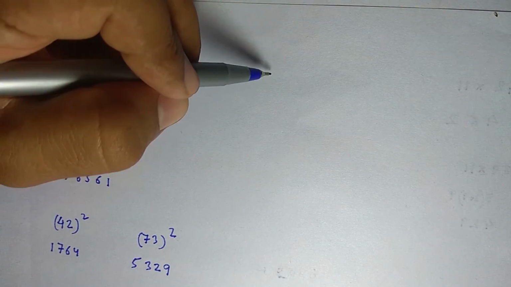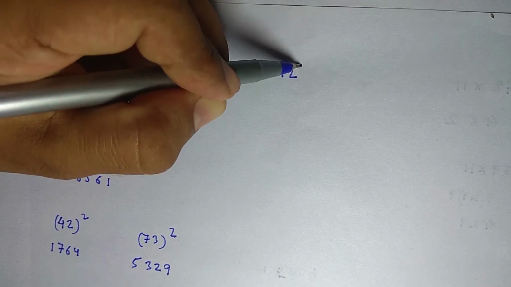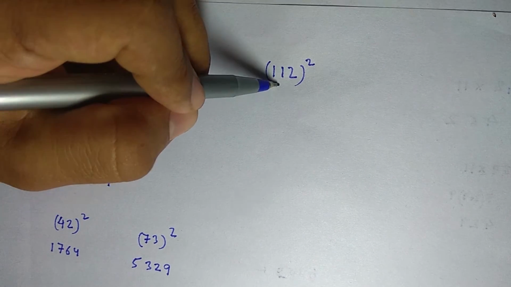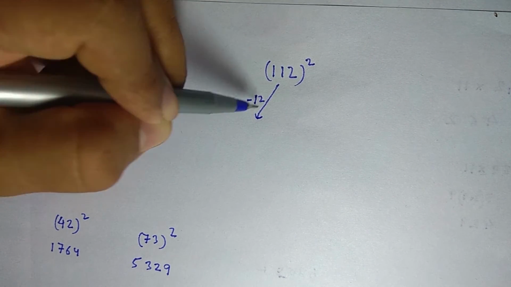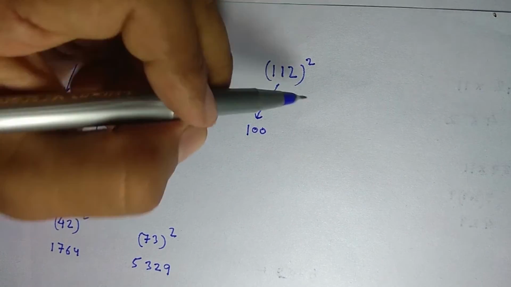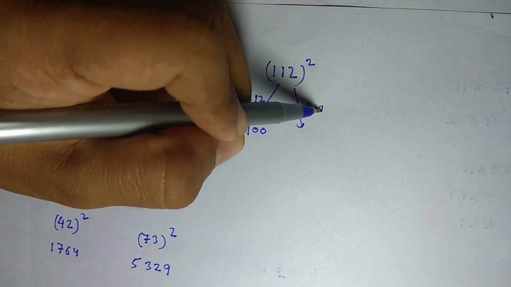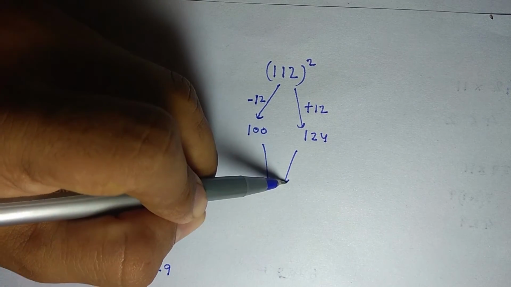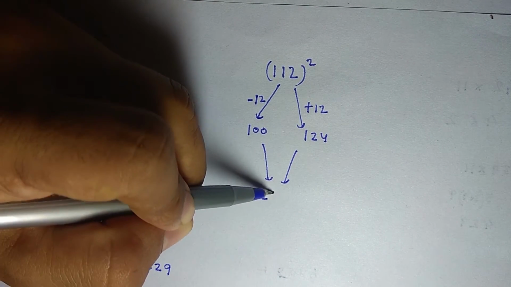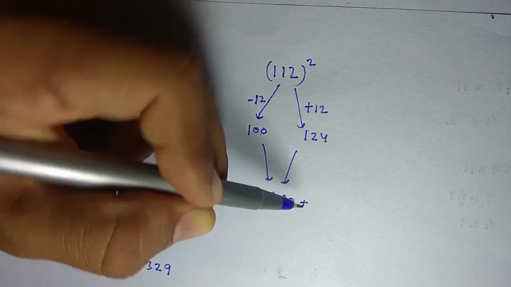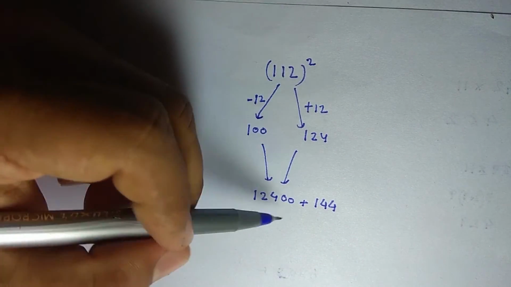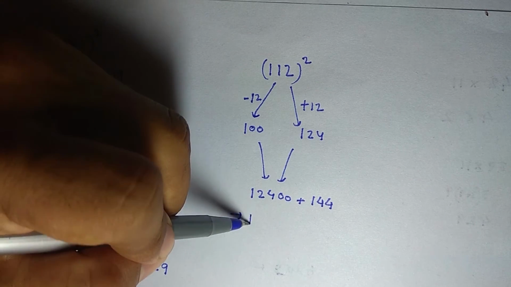Now let's get to 3-digit number multiplication, and probably one of the easiest would be 112 squared. The method is similar. Minus 12 gives me 100, plus 12 gives me 124. 124 times 100 is 12,400, and adding 12 squared, that's 144, to it I get 12,544. Pretty simple, right?